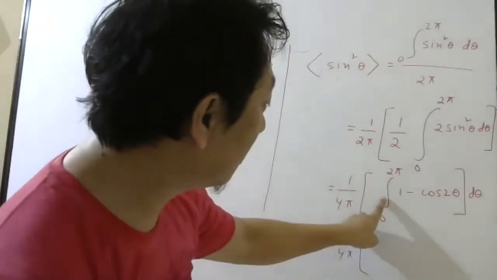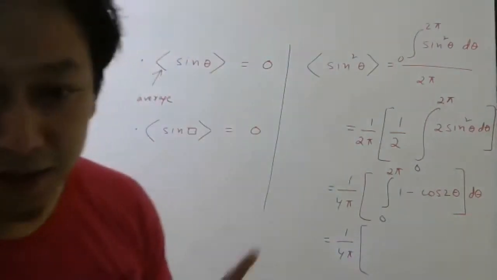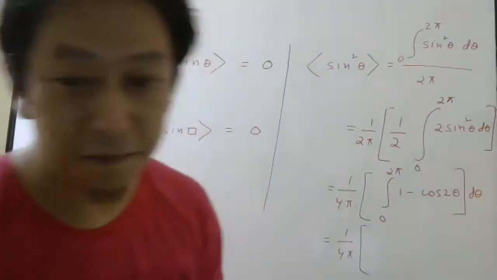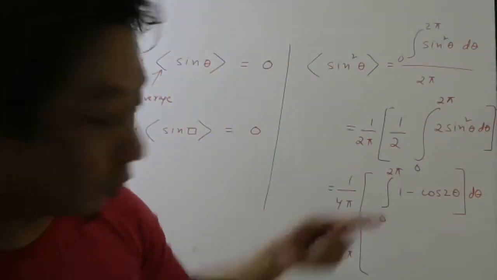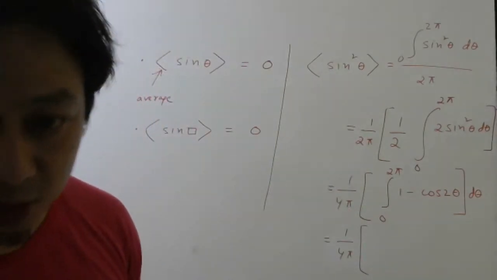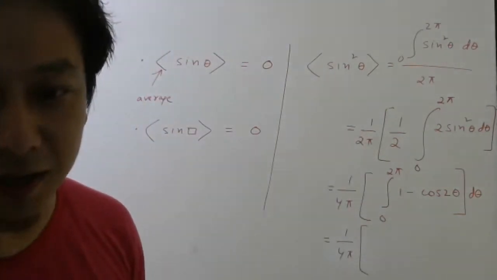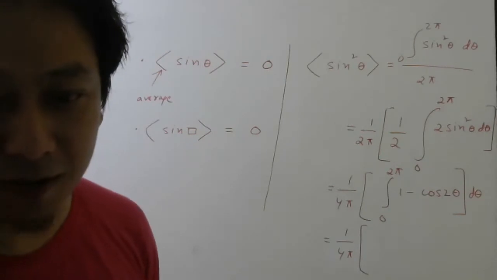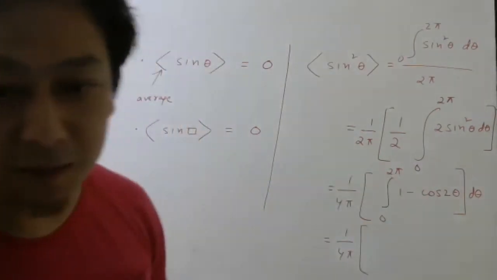Quickly tell me. Integration of 1 d theta. Theta. Put upper limit, lower limit. Step by step, we will do online also. Put upper limit, lower limit. 2 pi you will get.